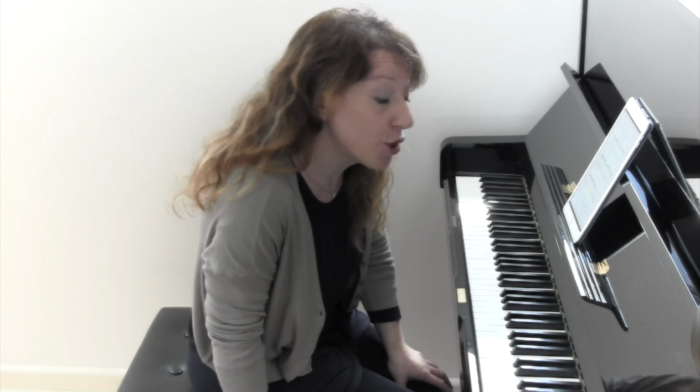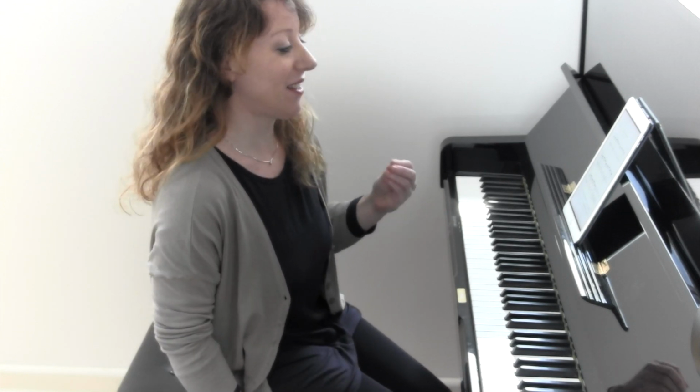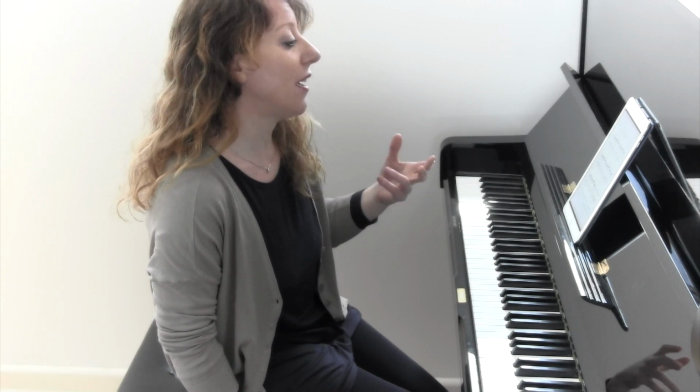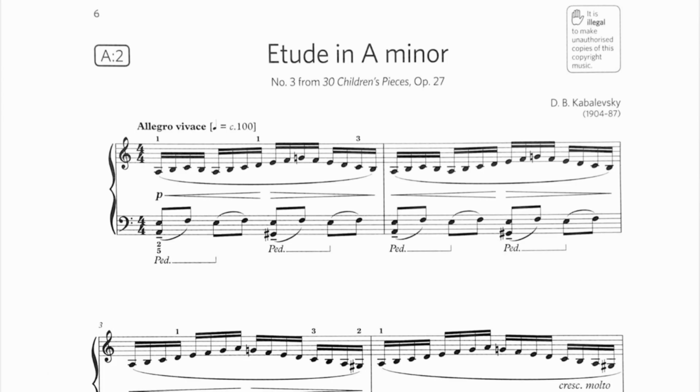This piece is an etude. An etude is a study, and in the past the studies were composed for students to improve their skills. This is definitely a study for velocity, for speed. And in fact, Kabalevsky wrote allegro vivace, and that means fast. Allegro vivace with semiquavers means fast, fast, fast.